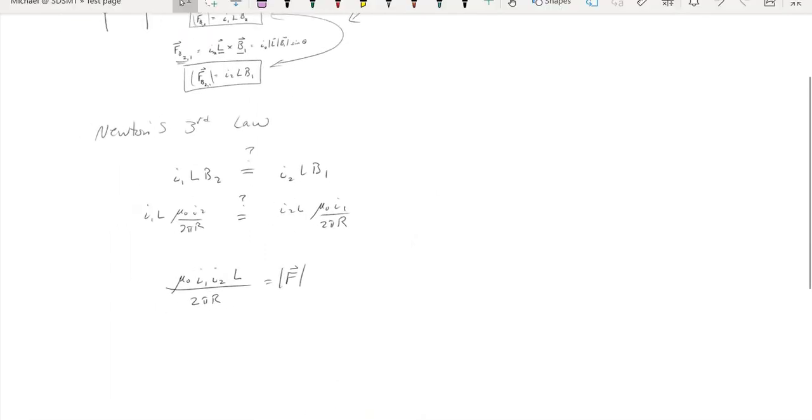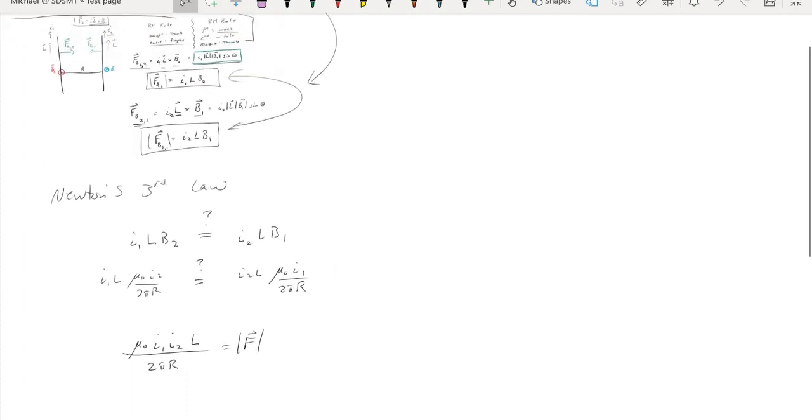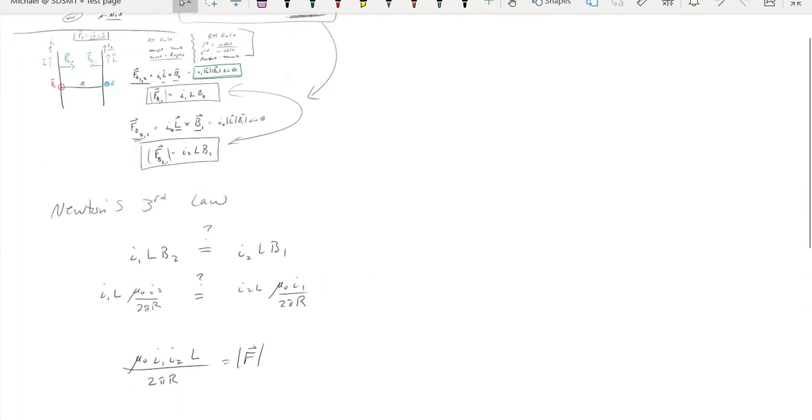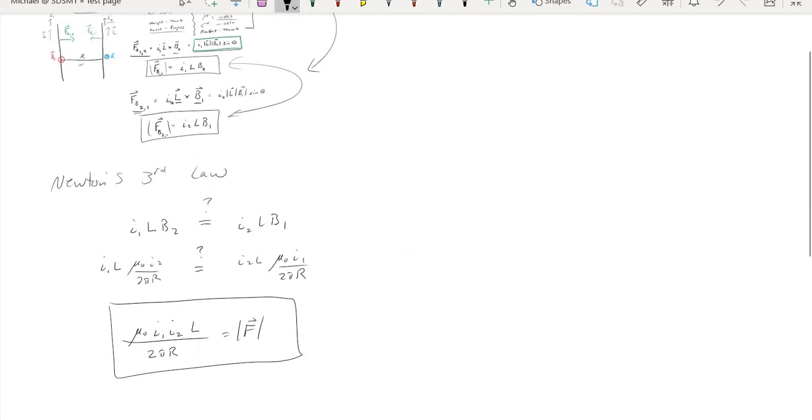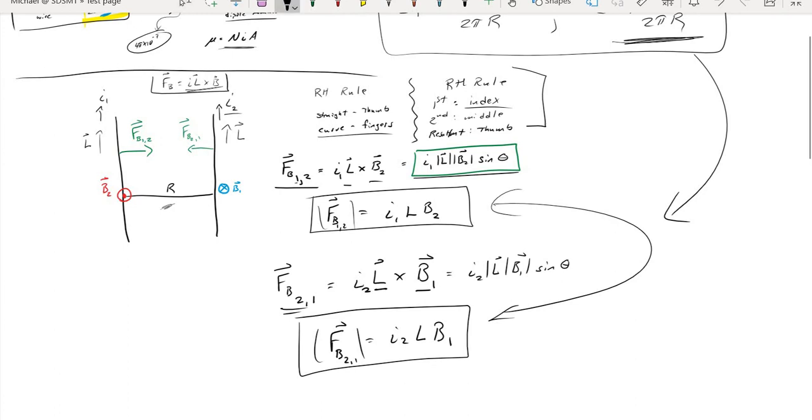And so the force that we see between these two wires is dependent on the amount of current that runs through each wire, the length of the wires. In this case, we had the common length of L, and then the separation distance between those wires is R in this case. But this is just the magnitude of the force. Keep in mind the direction of the force came from the use of our right-hand rule.